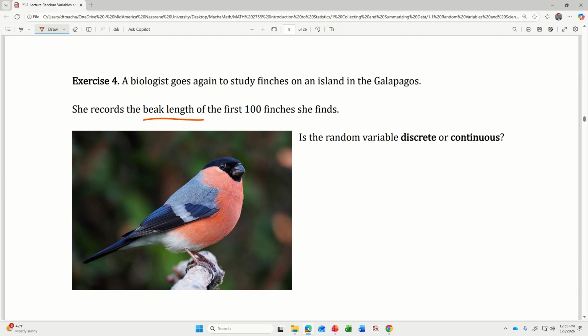This time, if we record the beak length of the first 100 finches, is this random variable discrete or continuous? Continuous. Because if I measure the length of the beak, it could be 7 millimeters, or 8 millimeters, or it really could be 7.614 millimeters, right? There's a continuous spectrum or range of values that a length could take on.